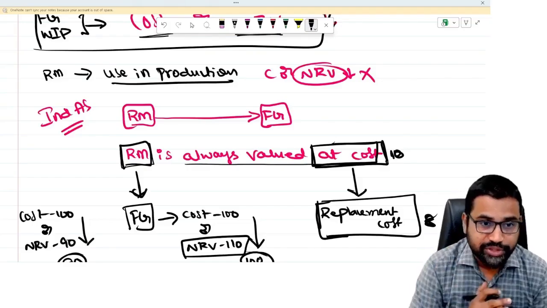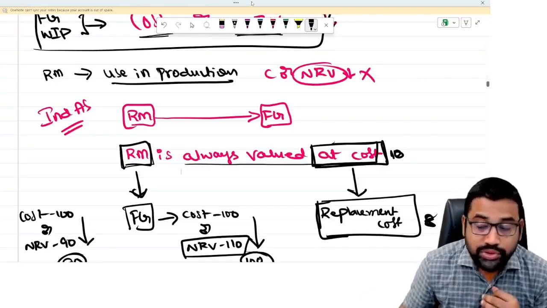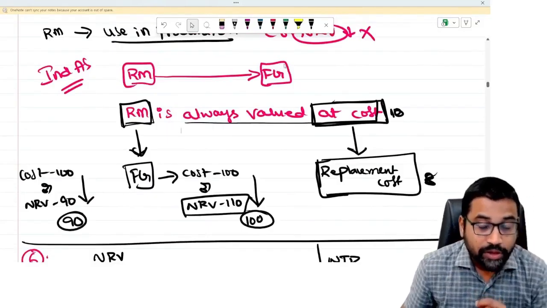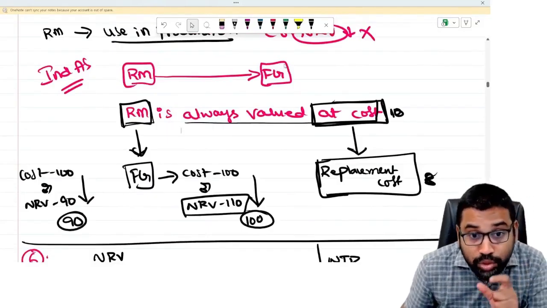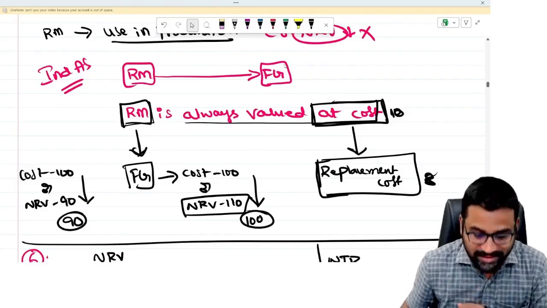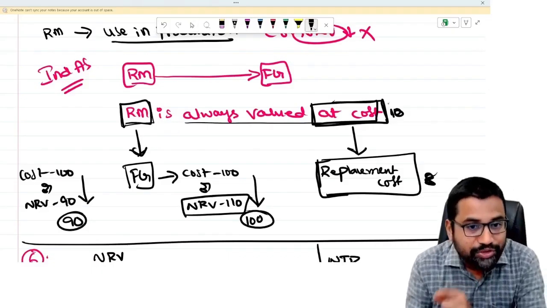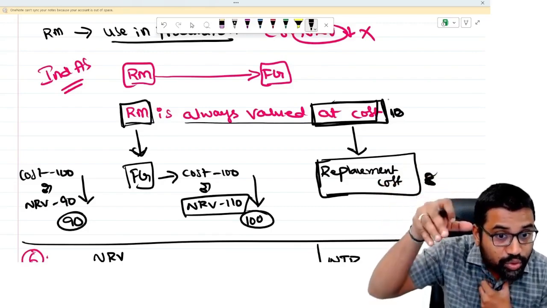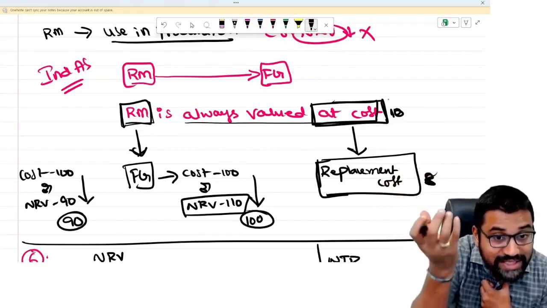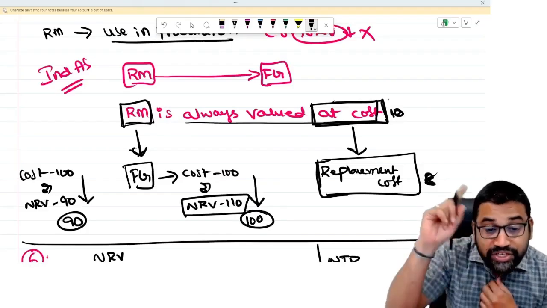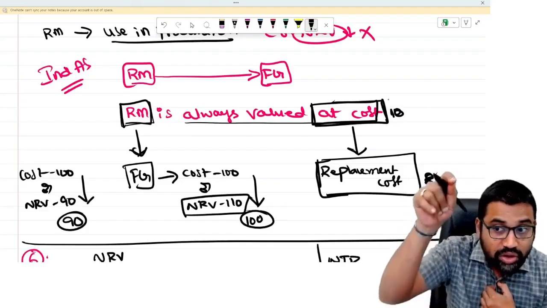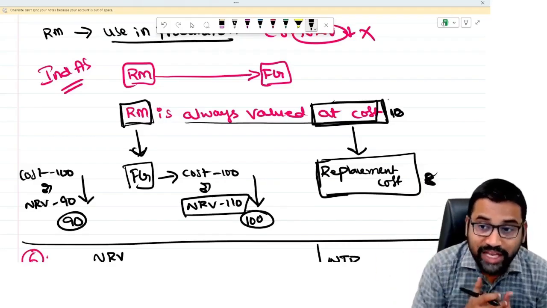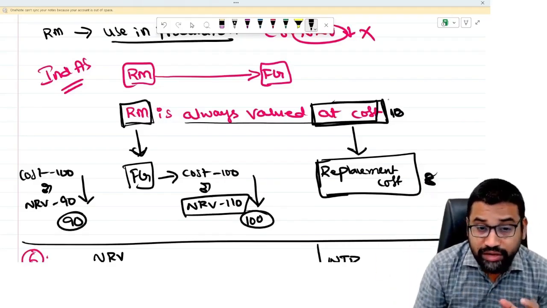But there is one exception. What is that exception? Suppose you are using this raw material in a particular finished product. Now, if the finished good is sold below the cost, that is, the sale value, the NRV, is less than cost, that means the finished good is valued at NRV, because it is cost or NRV, whichever is lower. If the NRV is lower than the cost, you need to value them at NRV only.